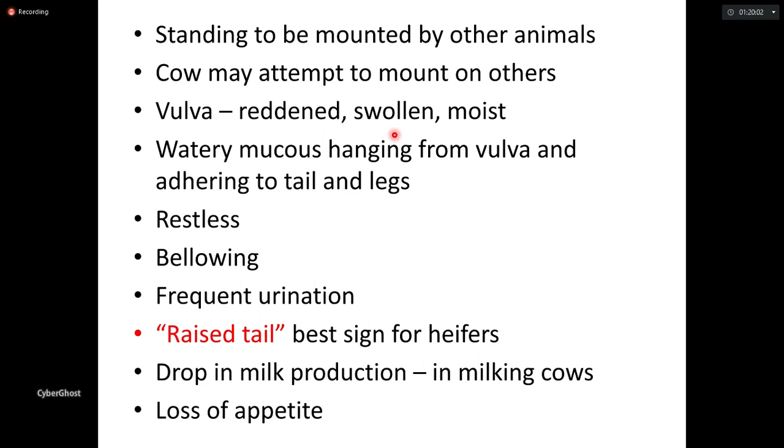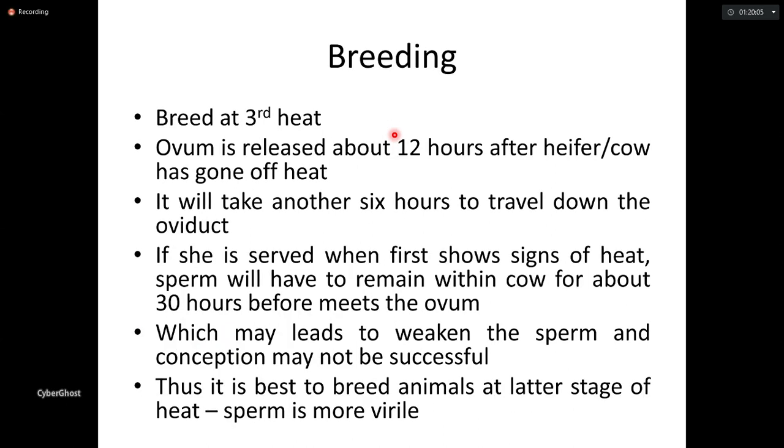So the farmer or the manager will have to carefully observe these animals, see these signs, and start the breeding process, right? So what is the age at which we start breeding? Basically, if you can remember, they reach the breeding age of puberty within 12 to 14 months. But we are not going to use that age for the breeding process. We are waiting for the third cycle, right?